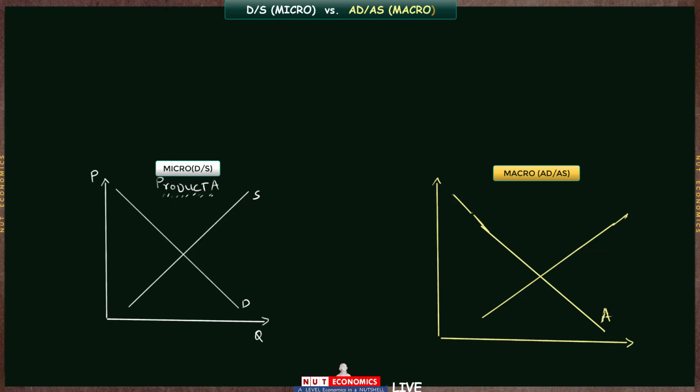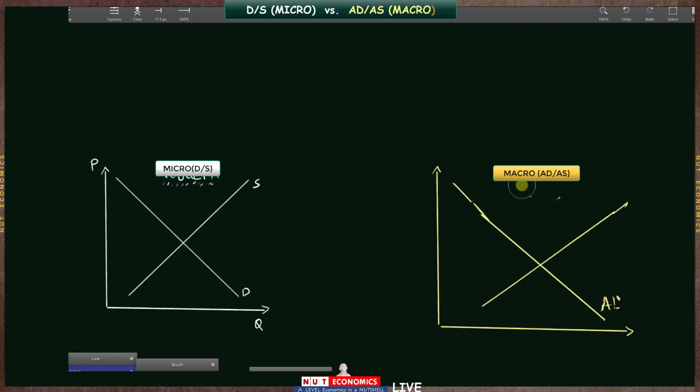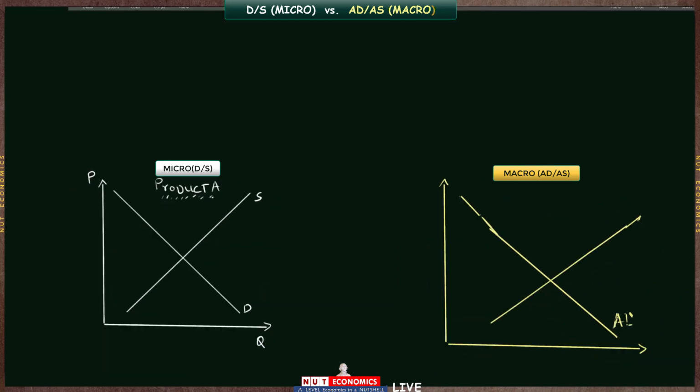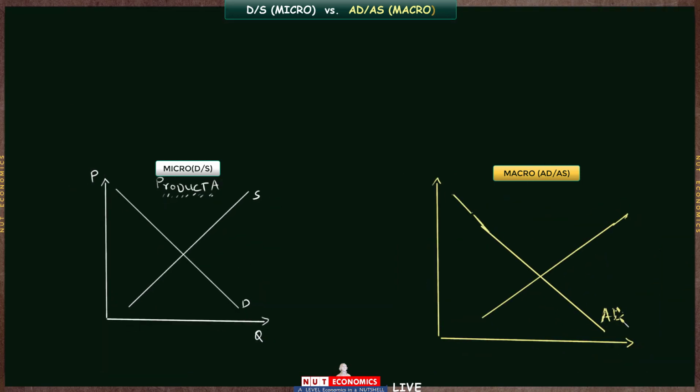I will have to, I think, try to do this again. Yeah, this doesn't seem to be working today. Hopefully it works now. So you have aggregate demand instead of demand, and then you have aggregate supply. And here we have price level.